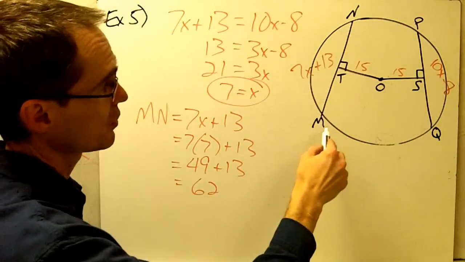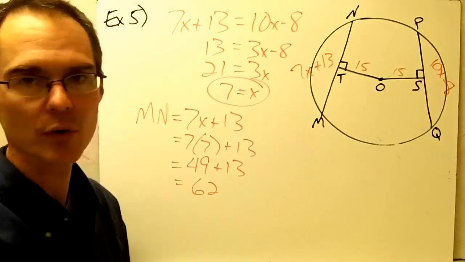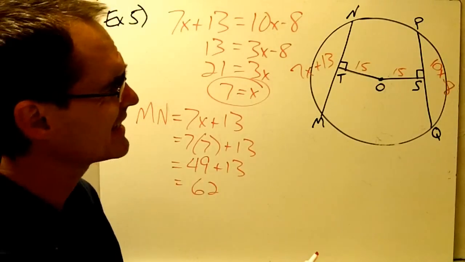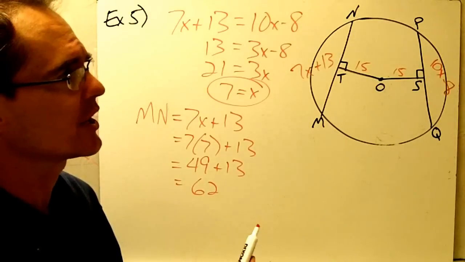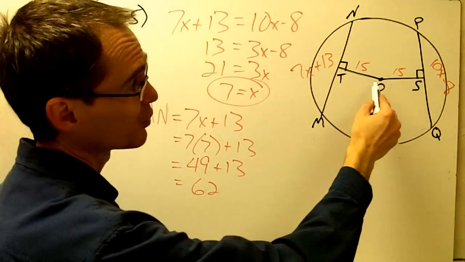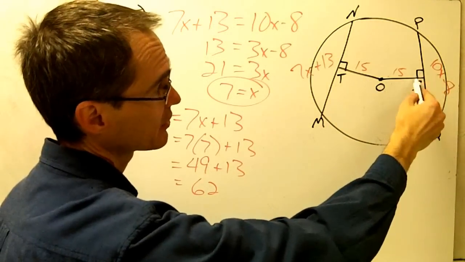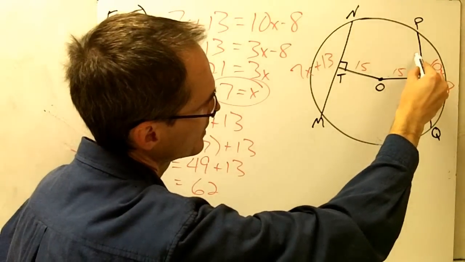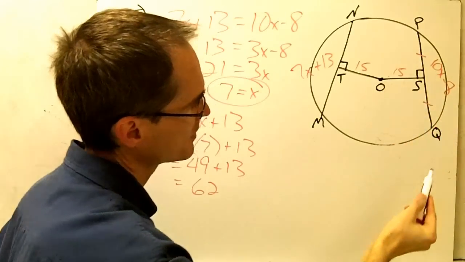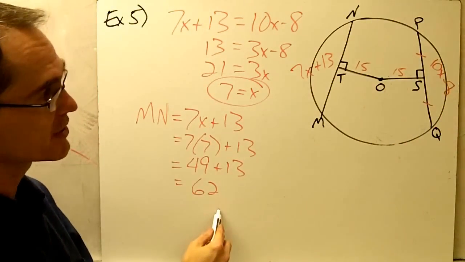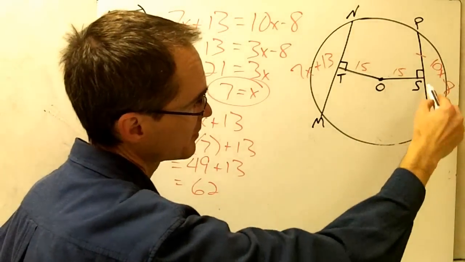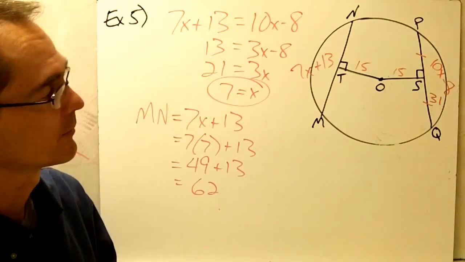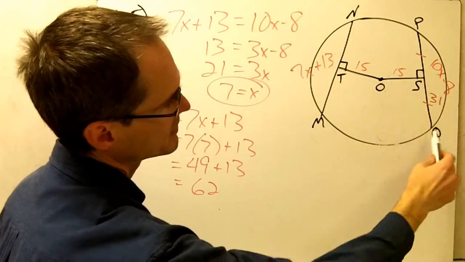Okay, so now I know the length of this chord. Both of these chords are congruent, so I know the length of this chord must also be 62. And I recall from my circle conjecture number 2, if a radius is perpendicular to a chord, then it bisects that chord, which means that this piece of the chord is congruent to this piece of the chord. Since the chord is 62, this piece must be half of that, which is going to be 31.